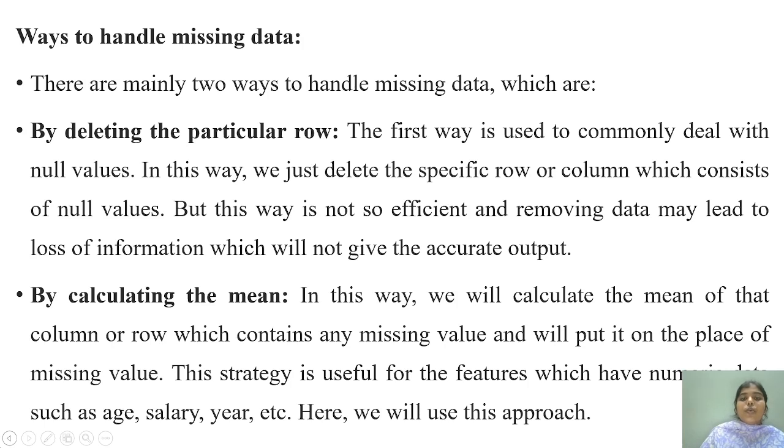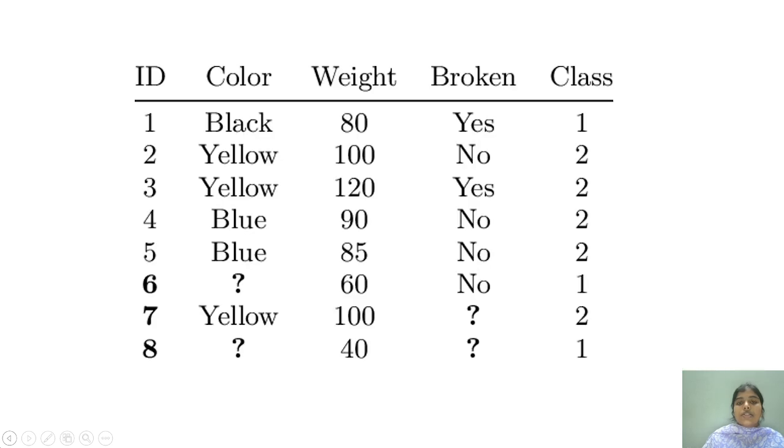We have different ways to handle missing data. First, by deleting the particular row. Let us see an example here. If you see rows 6, 7, and 8, we have some incomplete data. If we think the data in that particular row would be of no use, we can simply remove it. That means we can delete the row.